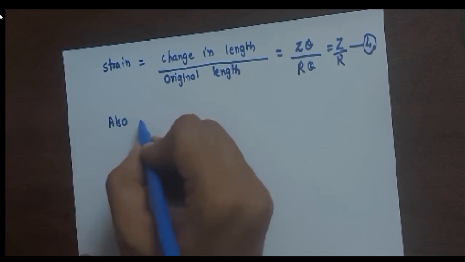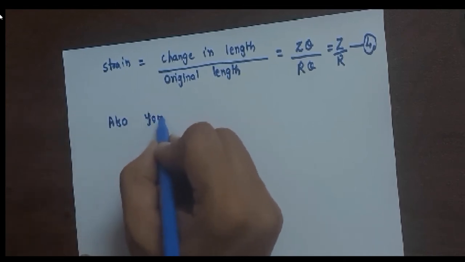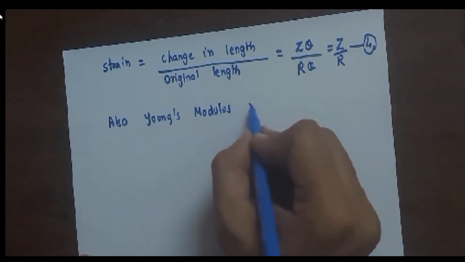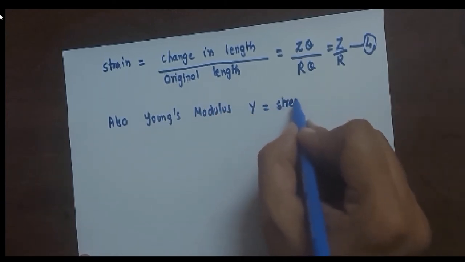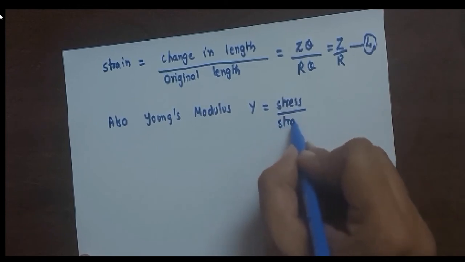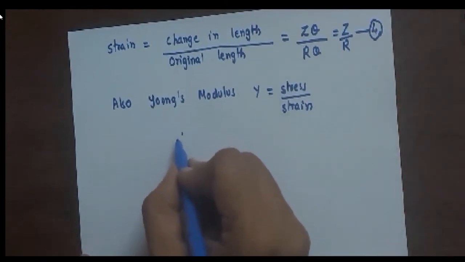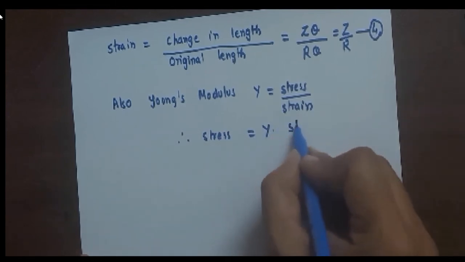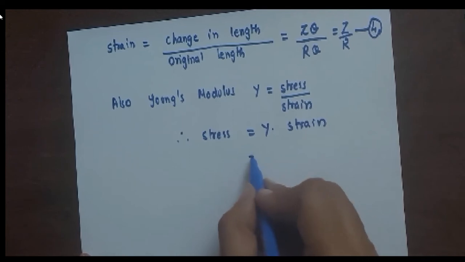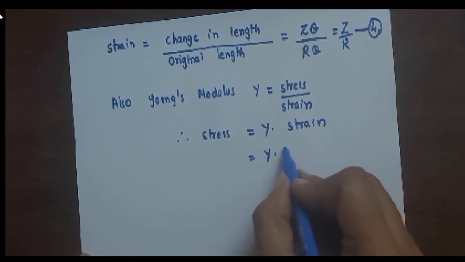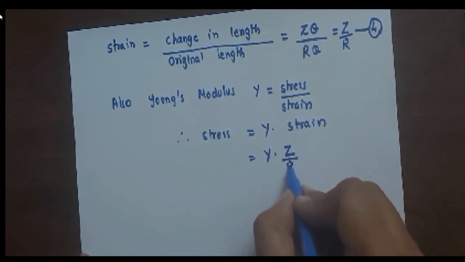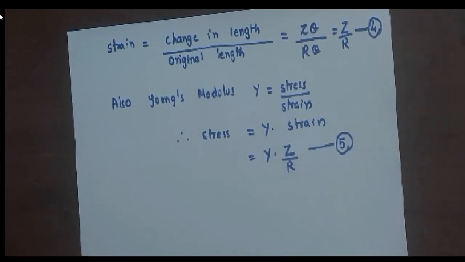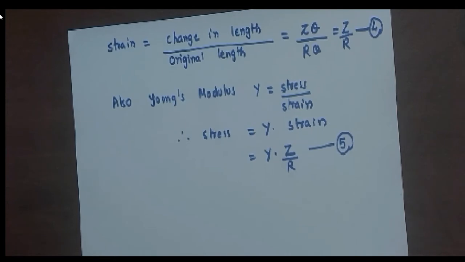Also, Young's modulus Y is equal to stress upon strain. Therefore, stress is equal to Y into strain, Y into Z by R from equation 4. Hence, we obtain equation number 5. Stress is equal to Y into Z upon R.